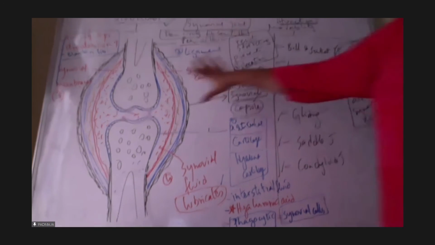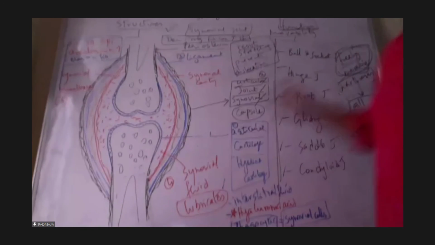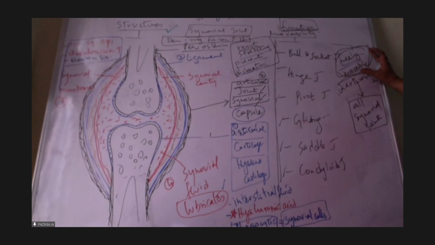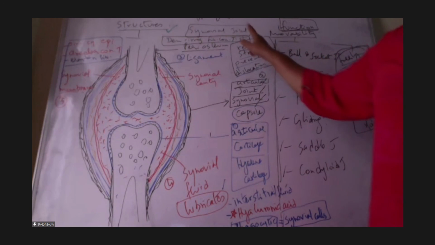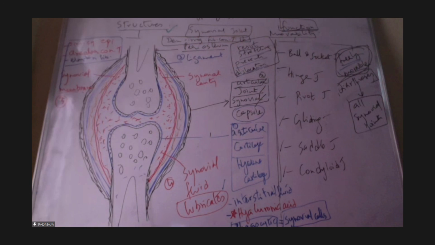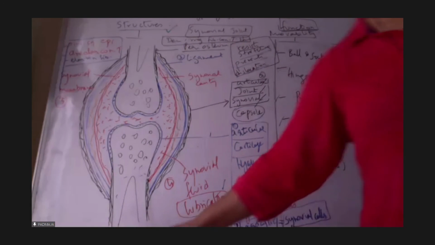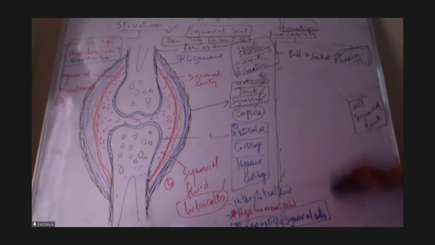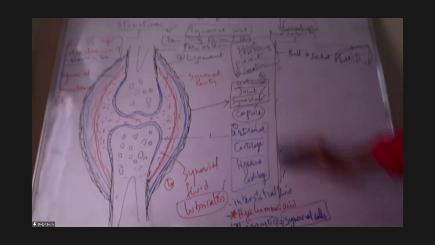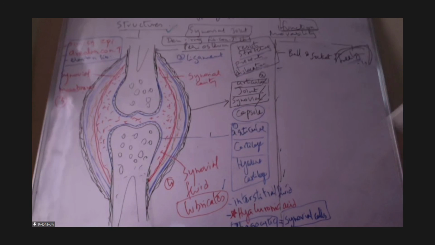So such an arrangement allows free movement. And this freely mobile joint is named the synovial joint. And how many types are there? Ball and socket, hinge, pivot, gliding, saddle, condyloid. So all these things we'll discuss. First start with ball and socket because we have already completed that. Just giving the diagram if you remember.